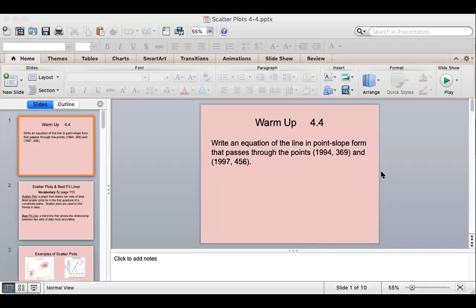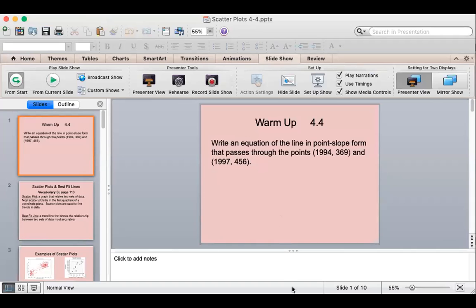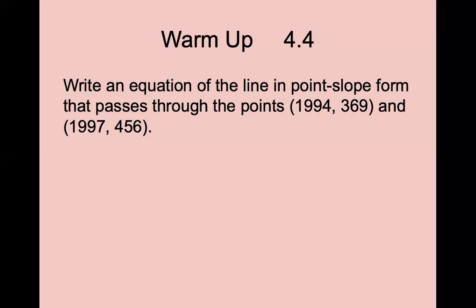Let me share my screen and get the presentation going. You will need a piece of paper for today's warm-up. Wait for it to load here. All right, you are asked to write an equation in point slope form for the line that passes through the points (1994, 369) and (1997, 456). Take a minute, grab a calculator, and give that problem a try.